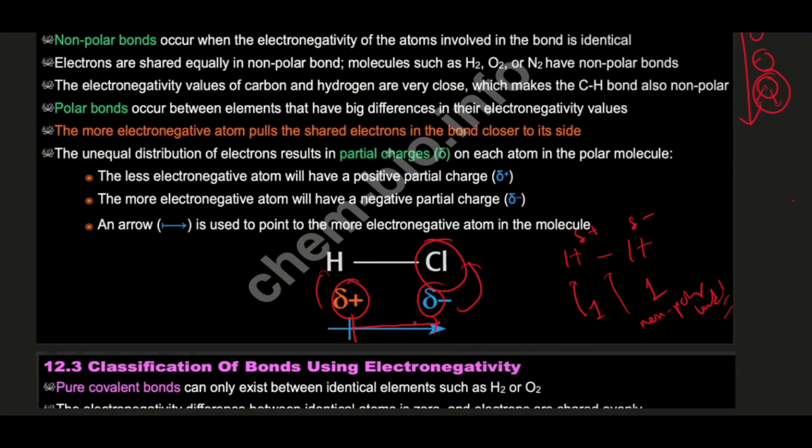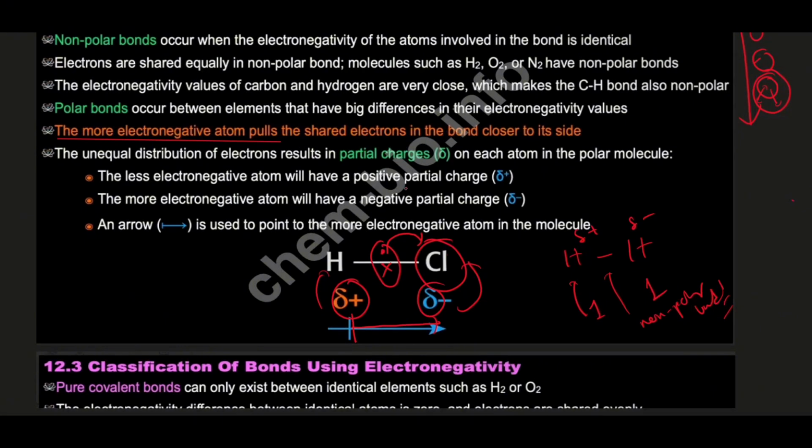So why is it shown? Because due to this polarity, the more electronegative atom will have the power to pull the shared electrons in the bond closer to its side. Say for instance there are two bonded electrons; the tendency is that they will remain much closer towards chlorine compared to hydrogen due to the higher electronegativity of chlorine. So that is how it basically works.